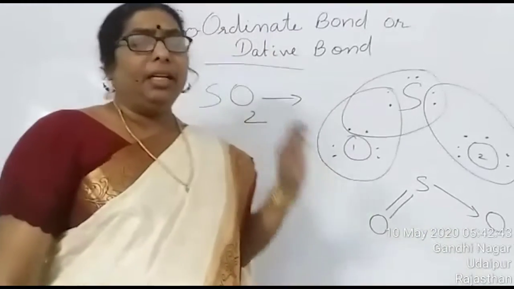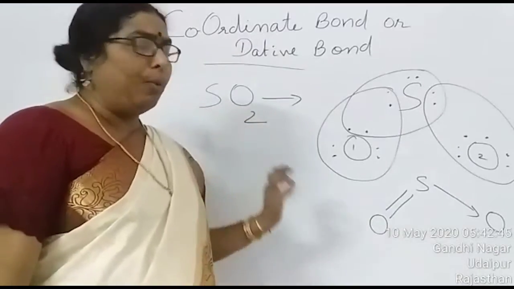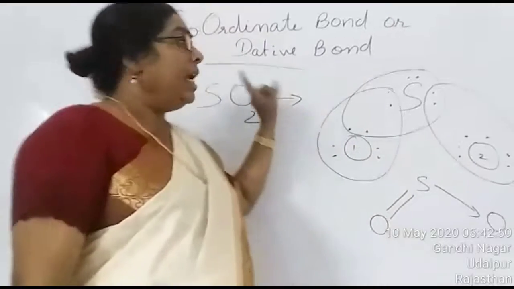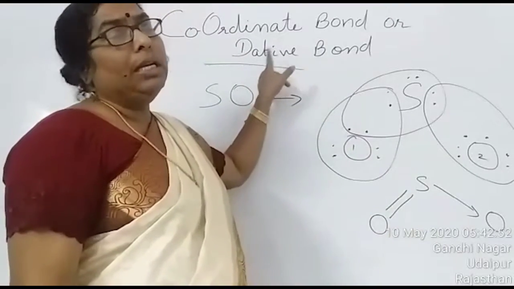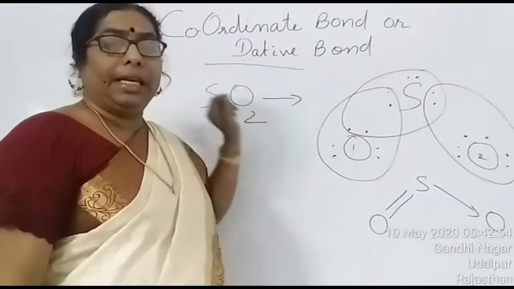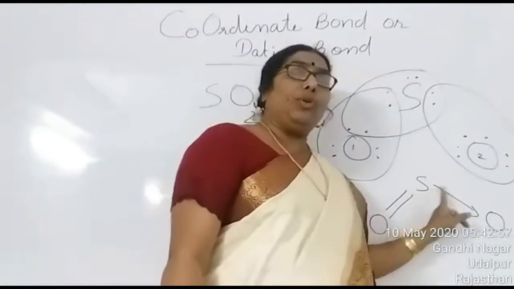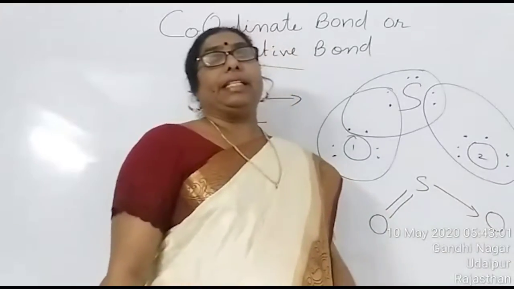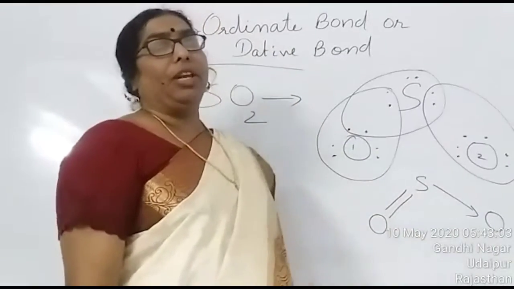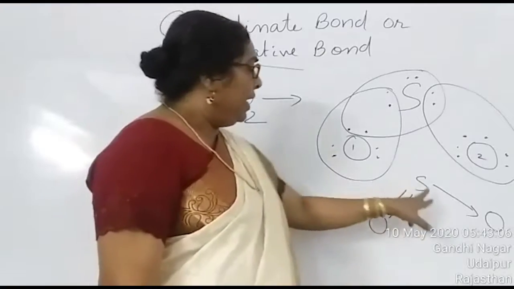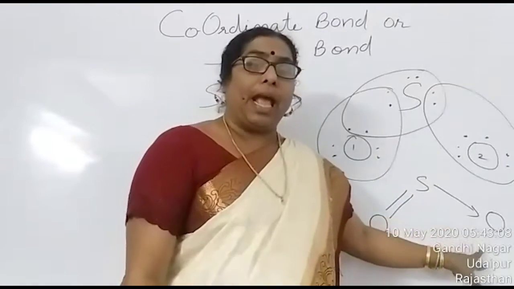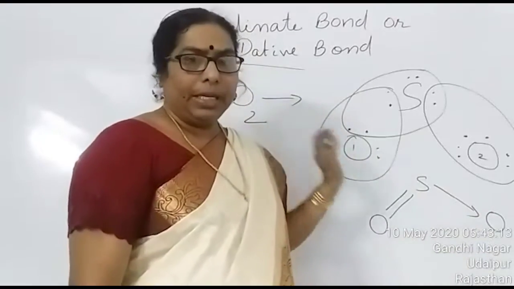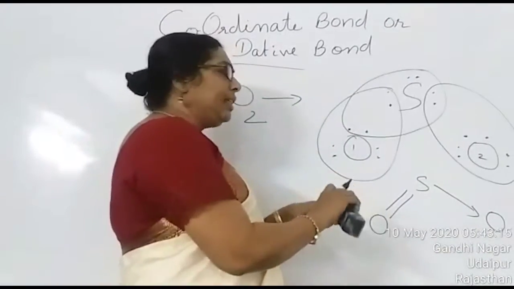Is it clear? So this type of covalent bond in which only one atom is involved in sharing is termed as coordinate bond or semi-polar bond. The atom that accepts a pair of electrons is termed the acceptor. Coordinate bond is represented by an arrow pointing towards the acceptor from the donor. Is it clear? So let us study the next topic now.